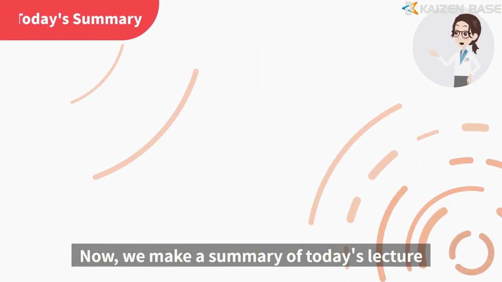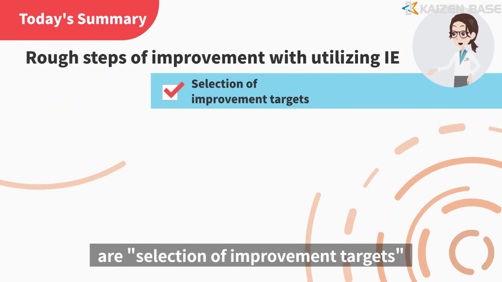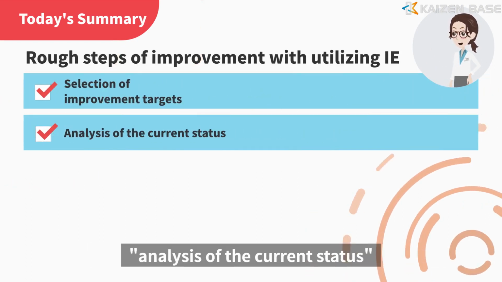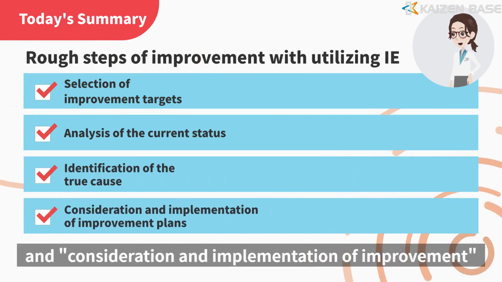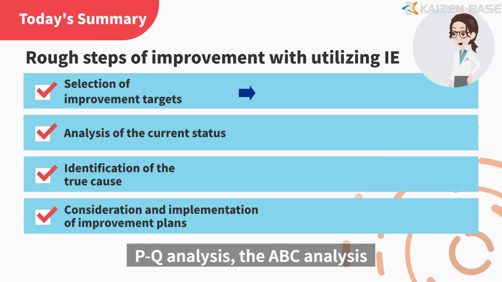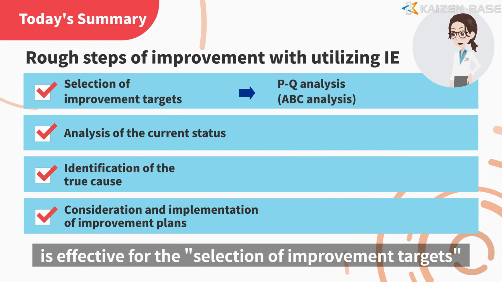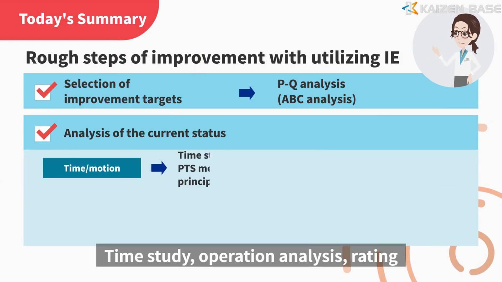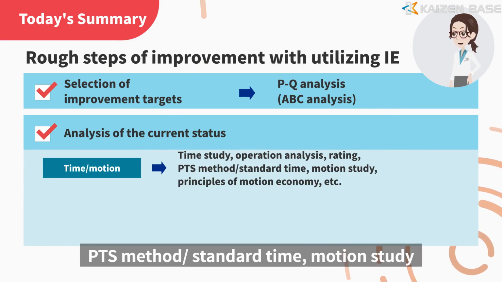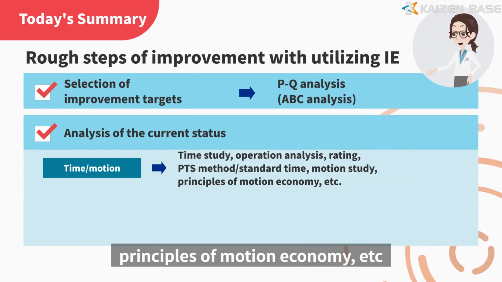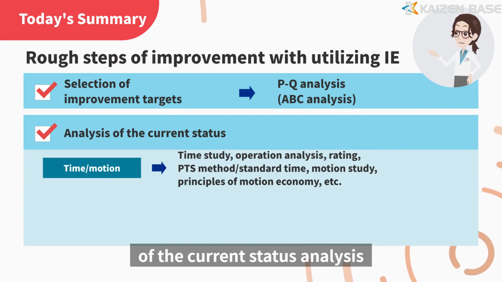Now, we make a summary of today's lecture. The rough steps of improvement with utilizing IE are selection of improvement targets, analysis of the current status, identification of the true cause, and consideration and implementation of improvement. P-Q analysis and ABC analysis are effective for the selection of improvement targets. Time study, operation analysis, rating, PTS method standard time, motion study, principles of motion economy, etc. are effective from the perspective of time motion of the current status analysis.